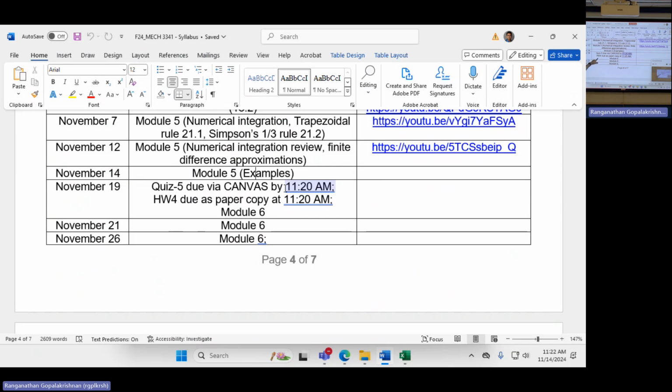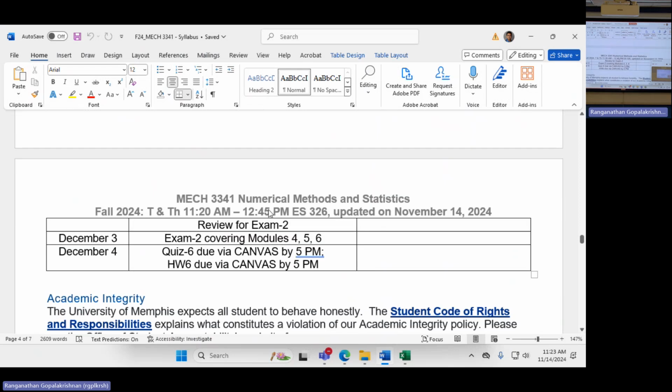On the same day, your homework 4 is also due, which I'm sure you have been working on, the regression and interpolation exercise. And on that day, we'll start module 6, which is the final one. So next week, I'll do module 6. The week of Thanksgiving, I'll wrap up module 6, which will complete the course topics. And when you come back after Thanksgiving, we'll have the exam on the very last lecture on Tuesday, December 3rd. The quiz 6 and homework 6 will be due the next day.